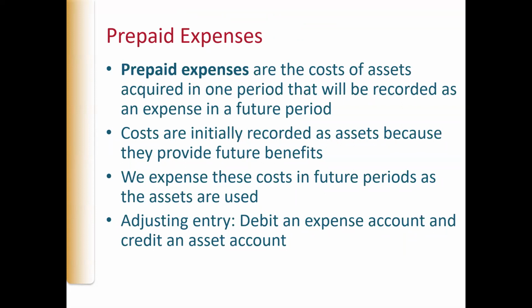They normally get recorded as an asset initially because they will provide a future benefit for us. But then in that future period, we're going to need to expense it. Know that adjusting journal entries regarding prepaid expenses, we will always adjust them by debiting an expense account and by crediting an asset account. This is one of those like cheat sheet moments to write down.